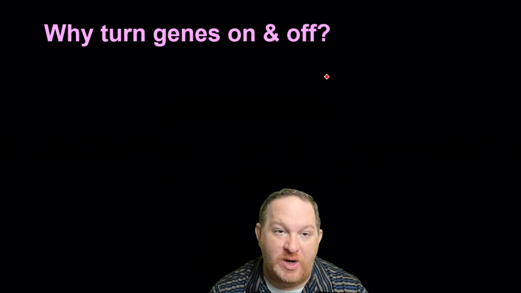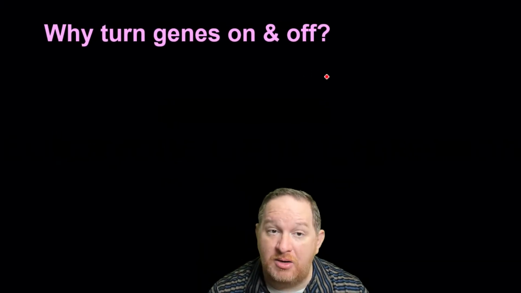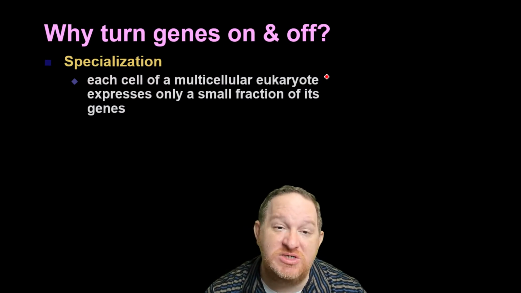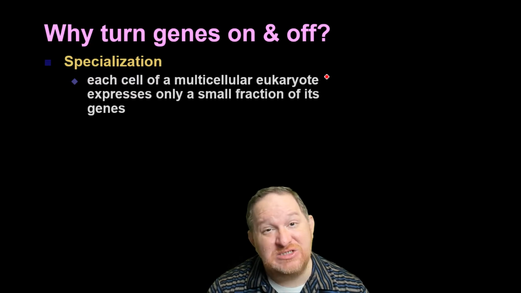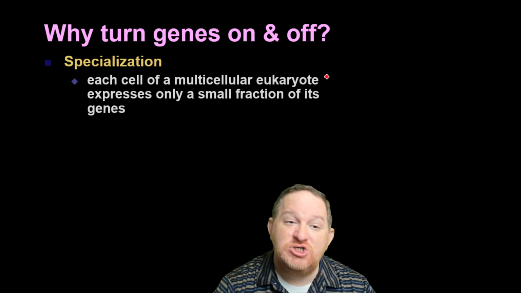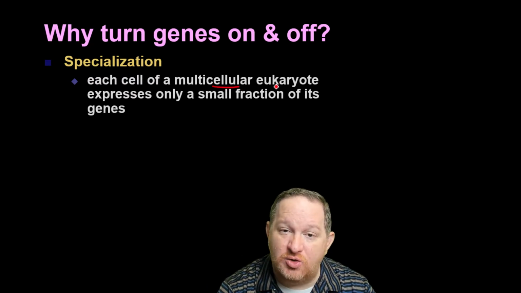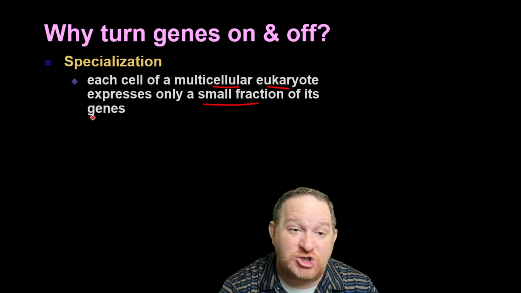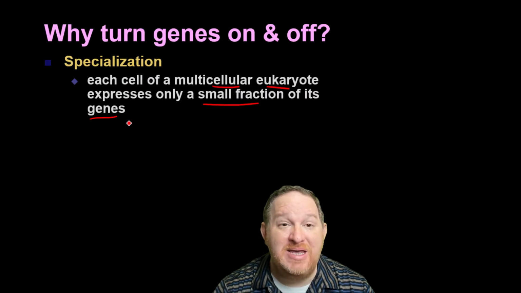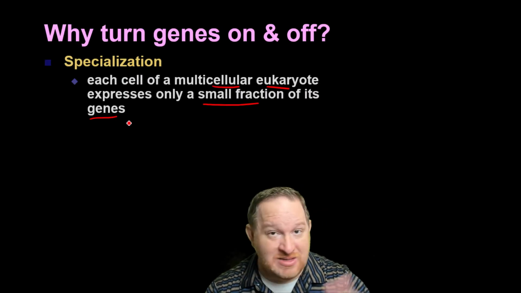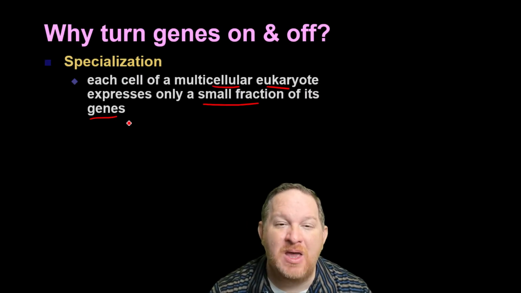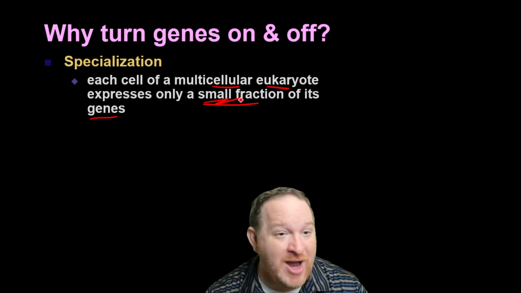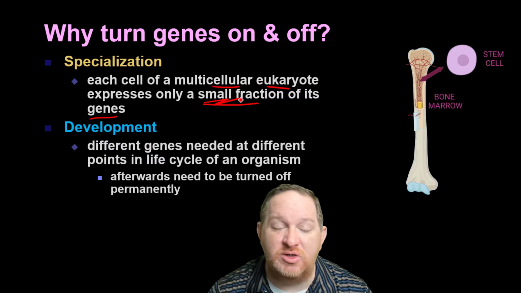So why would we need to turn genes on and off? Well, first of all, you probably know that each of your cells has a special function, right? So each cell of a multicellular eukaryote, that's us, expresses only a small fraction of our genes. They've got them all in there. They've got the entire recipe book in that DNA, but we're really only going to make a few recipes. We're only going to express a small fraction because these cells are generally specialized.